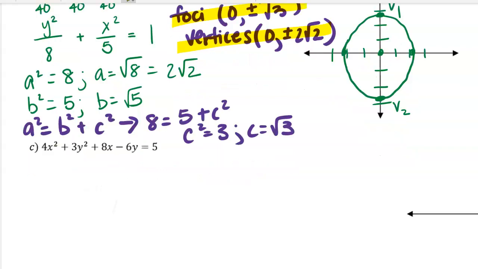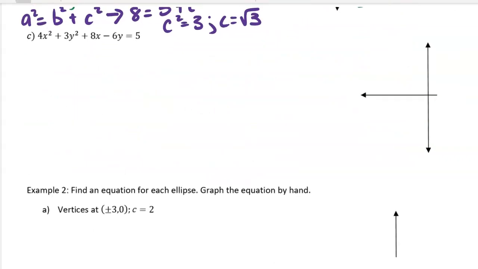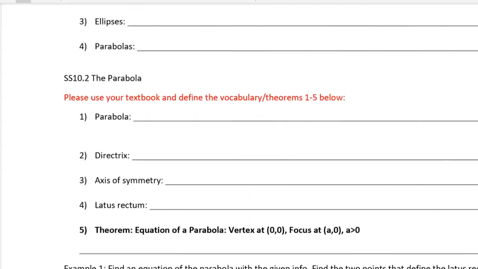Great. Now what? You see this? What should you do? Complete the square. You're right. Oh, come on. It moved on me again. This is a pain. All right.